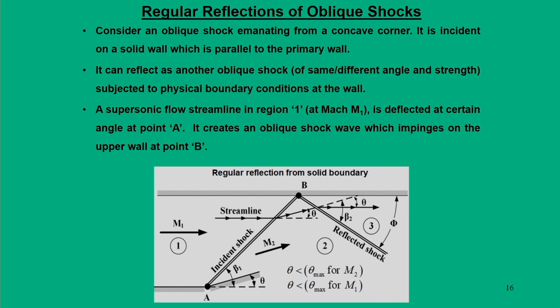And we will see that you can find this angle phi, which is nothing but beta 2 minus theta. When these particular situations are plotted, we must remember that this condition is maintained, that this theta angle is always less than theta max for M2 and theta max for M1. On a theta beta M curve, one can find the maximum flow deflection angle theta max for a Mach number M1 and M2, and this theta is less than that. That ensures that the incident shock will give you an attached shock situation.